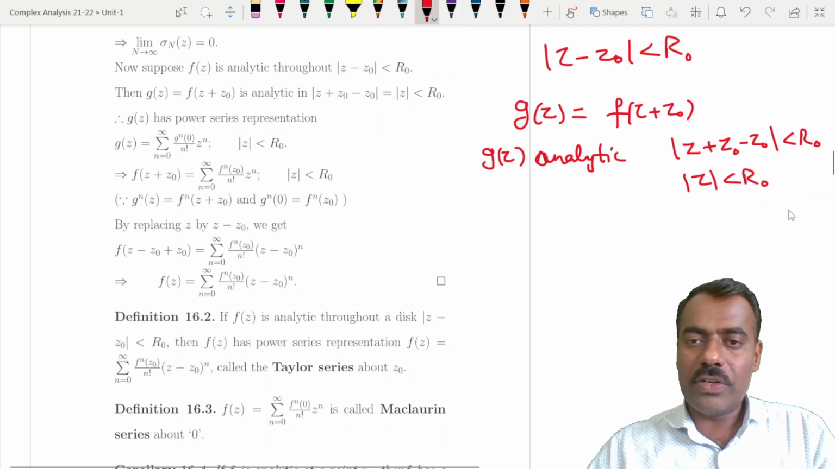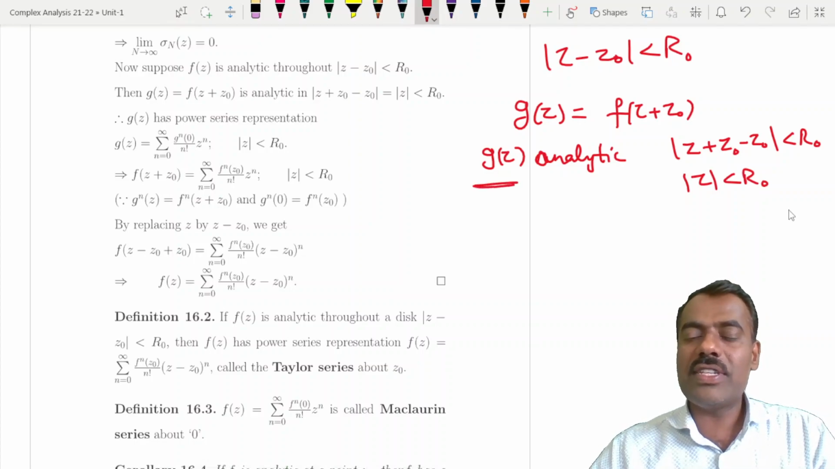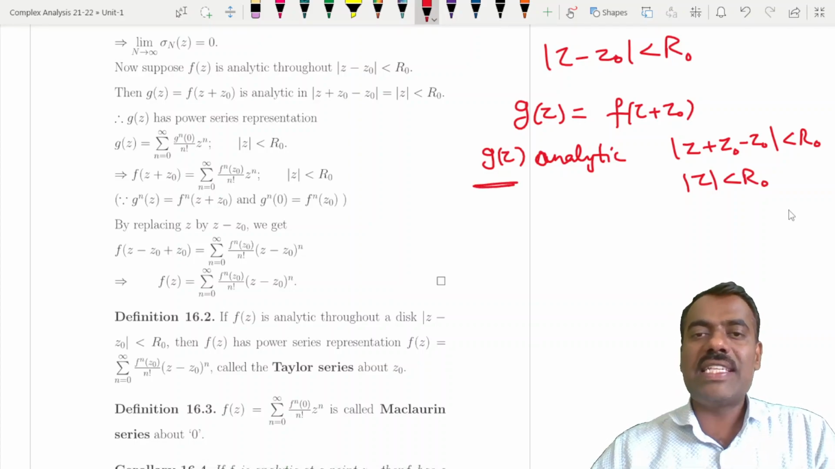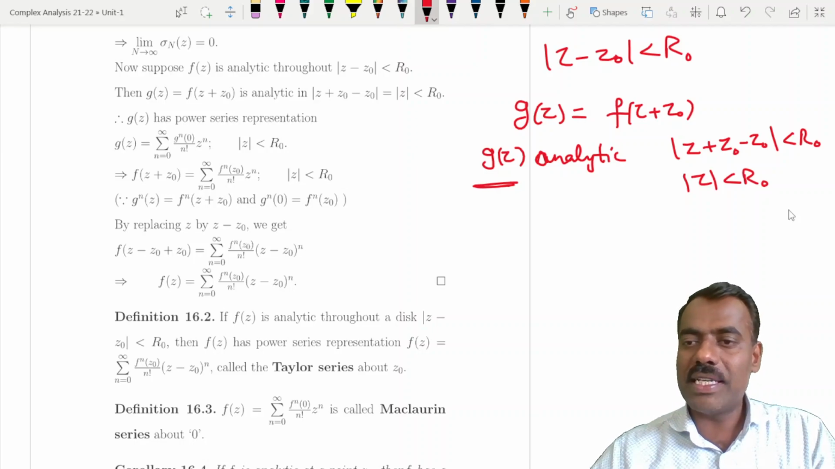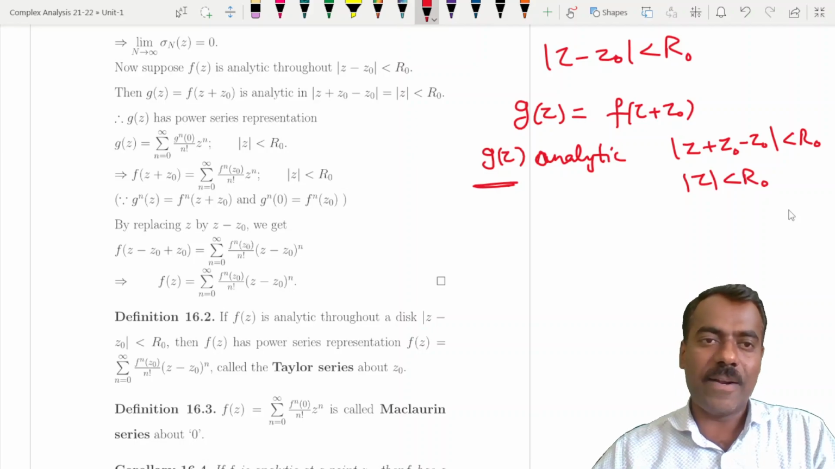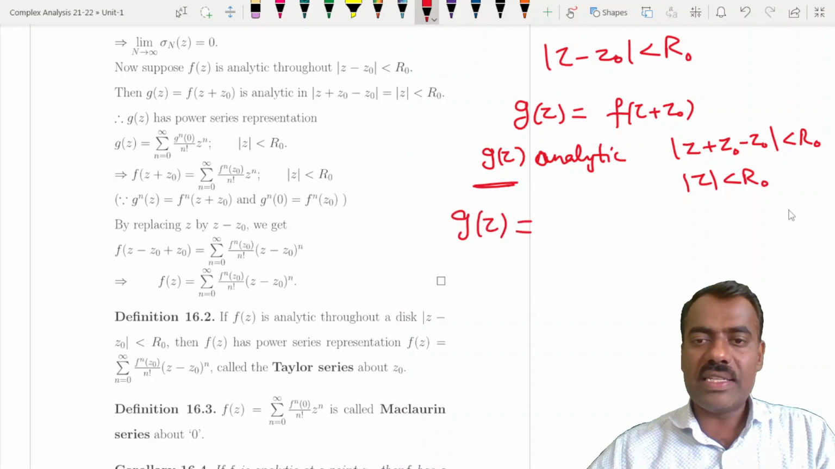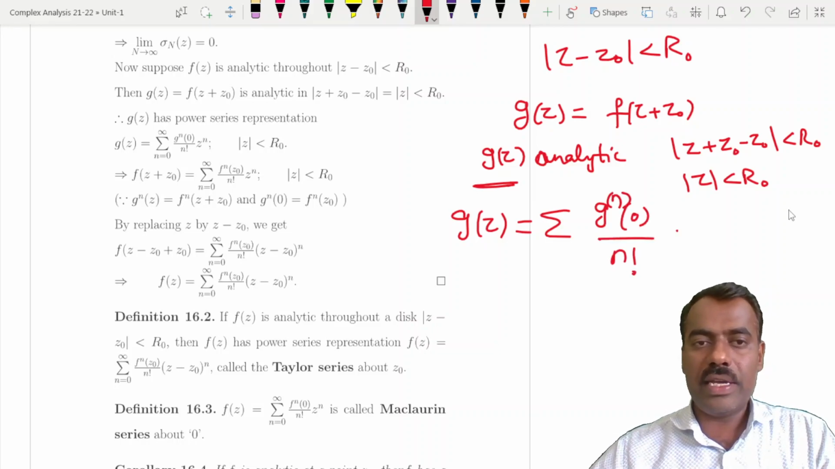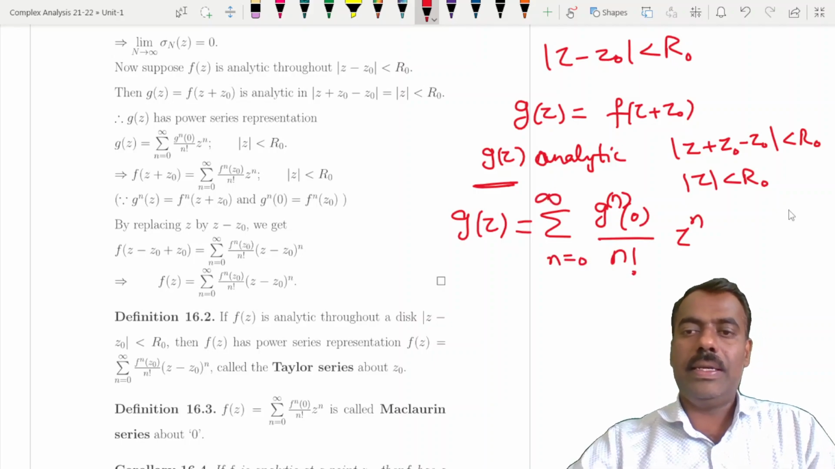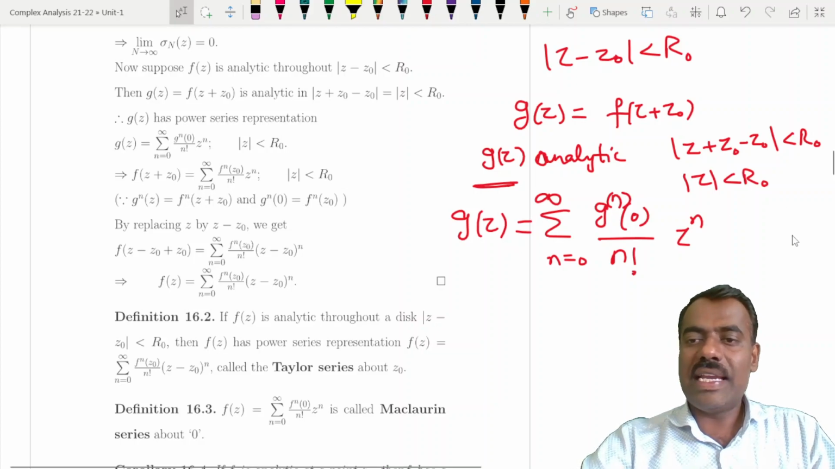So the first case which we have proved, we can apply for this g of z. Therefore this g of z has a power series representation in mod z less than r naught. So by the previous case, we can write g of z as summation g n, that means nth derivative evaluated at 0 upon n factorial into z power n, n equal to 0 to infinity, where mod z is less than r naught.